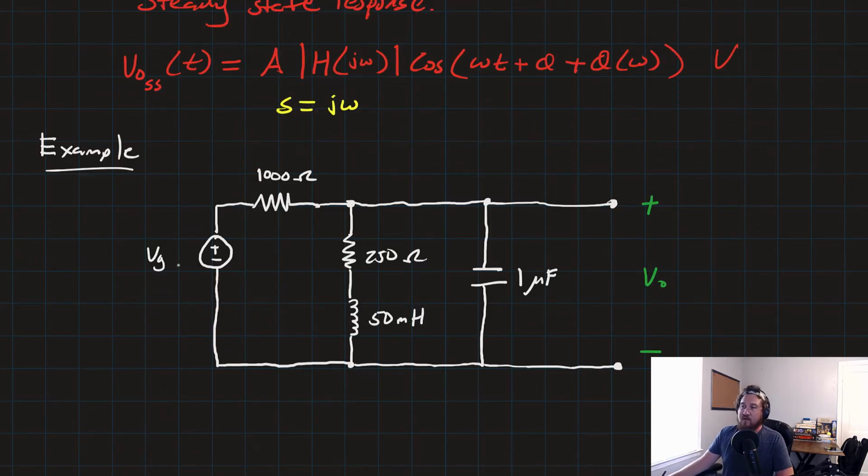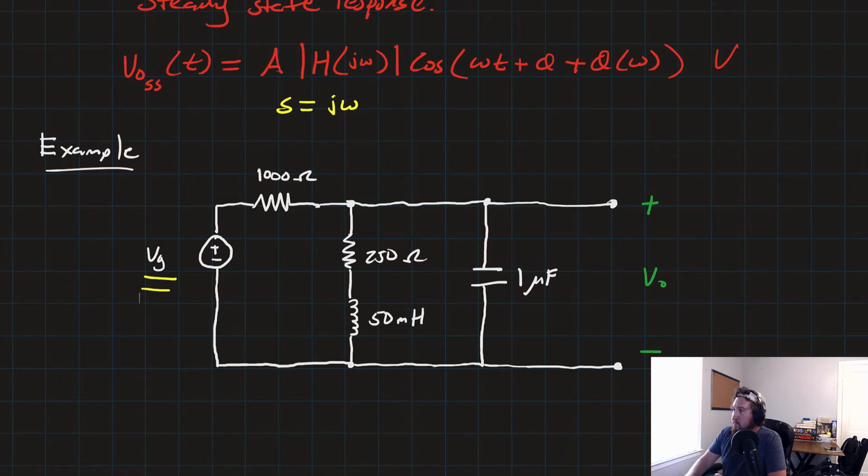So we're given this circuit that has a voltage source, which we'll label as Vg for generator. It's connected in series with this 1,000 ohm resistor, and then it has these two branches: the 250 ohm resistor in series with a 50 millihenry inductor, and then a 1 microfarad capacitor. And the voltage out is going to be the voltage drop on the output pins.